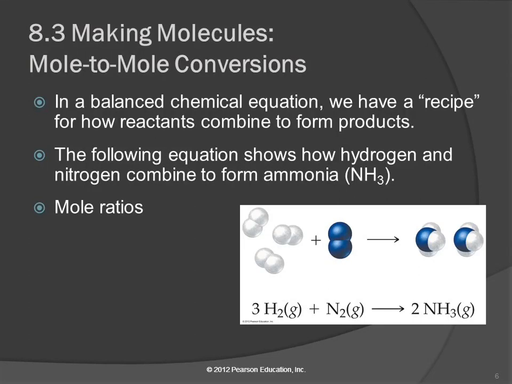Well, in a chemical equation, we basically have a recipe for how reactants combine to form products. So here we have 3H2 plus N2 yields 2NH3. This tells us if we have 3 molecules of hydrogen, and we react that with 1 molecule of nitrogen, that we'll get 2 molecules of ammonia.